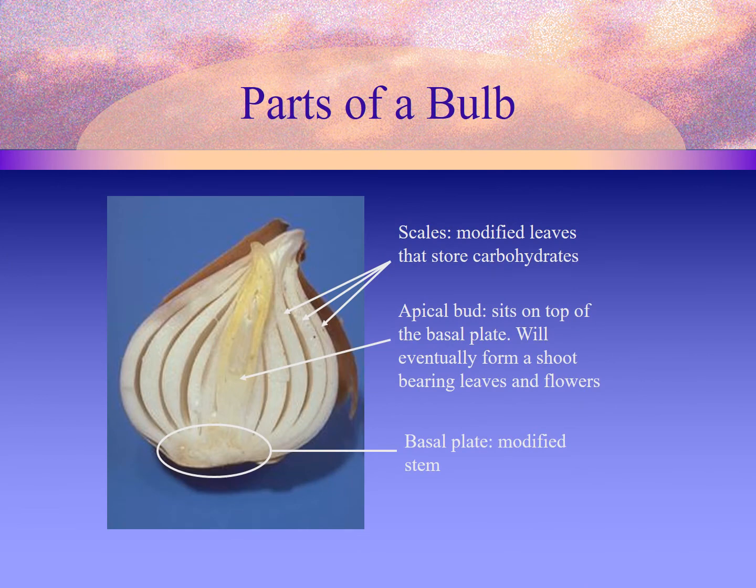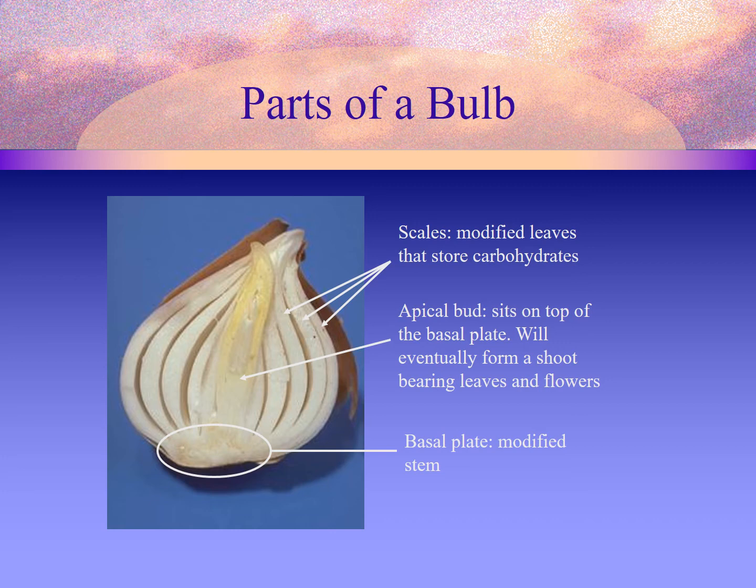This picture shows a tunicate bulb, and let's go ahead and identify the various parts of this tunicate bulb. So if we start at the bottom of the bulb, there's a structure called the basal plate. The basal plate is actually a modified stem, and then connected to that basal plate is an apical bud. So that's a bud. It sits right on top of the basal plate, and that bud will eventually form a shoot that will bear leaves and flowers.